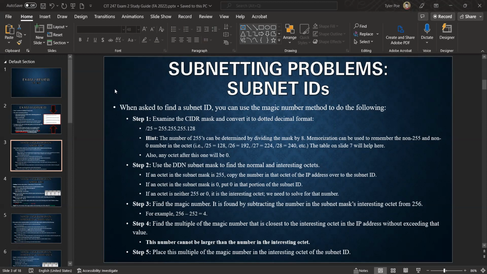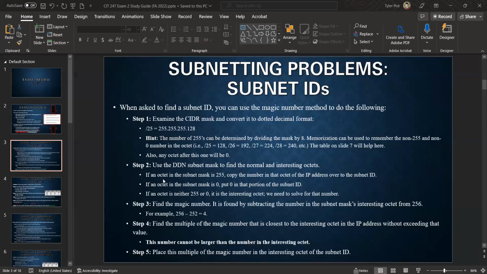Also, the volume 1 textbook you have has chapters on subnetting that I do recommend reviewing if you're still struggling. They probably discuss it more clearly than I do, but I definitely recommend reviewing the subnetting module or textbook chapters if you're still having trouble with this process. But anyway, after we calculate the subnet mask into dot decimal notation, we then use this mask to find the normal and interesting octets.